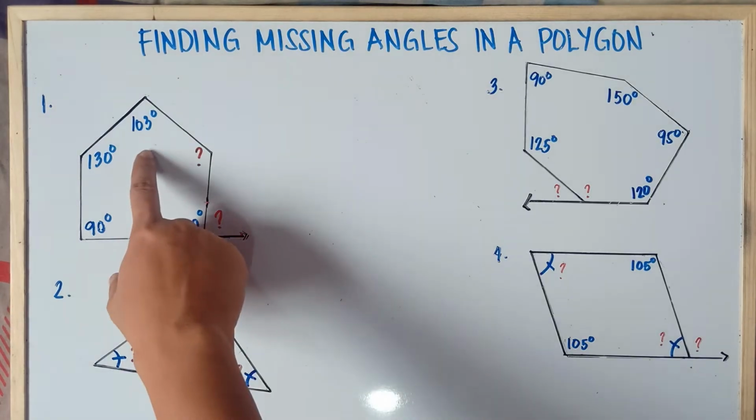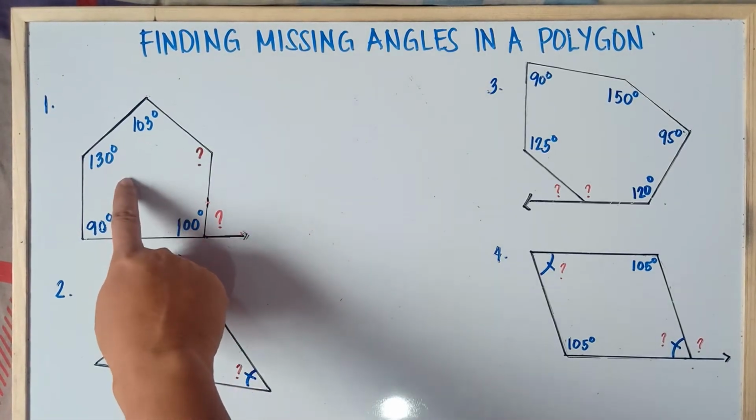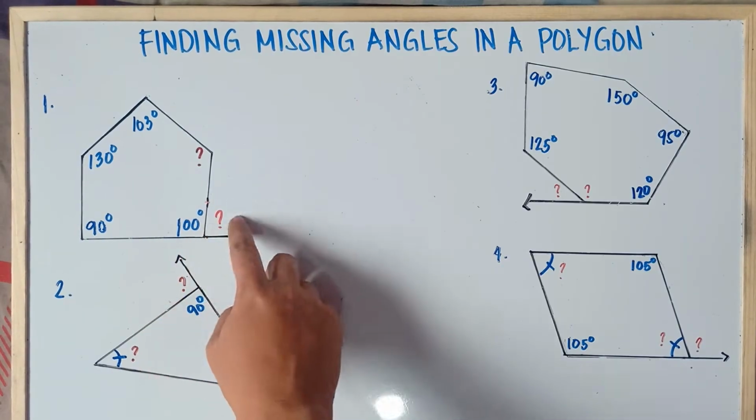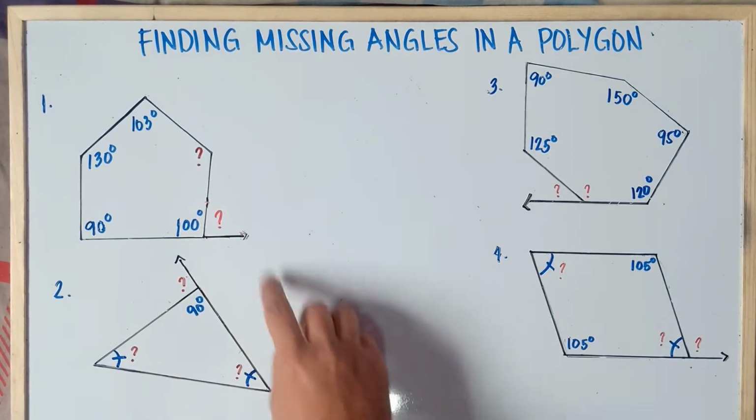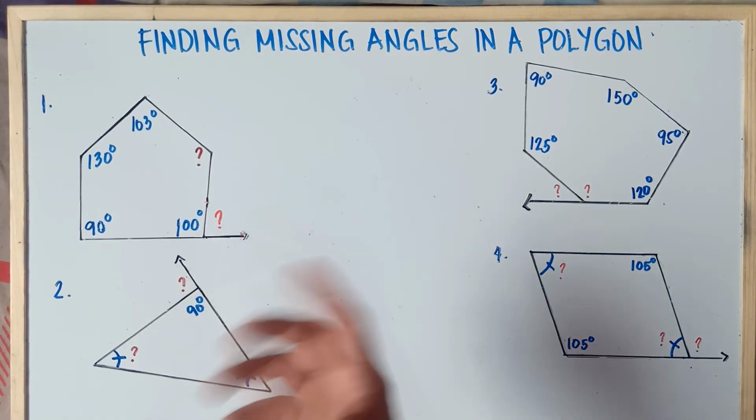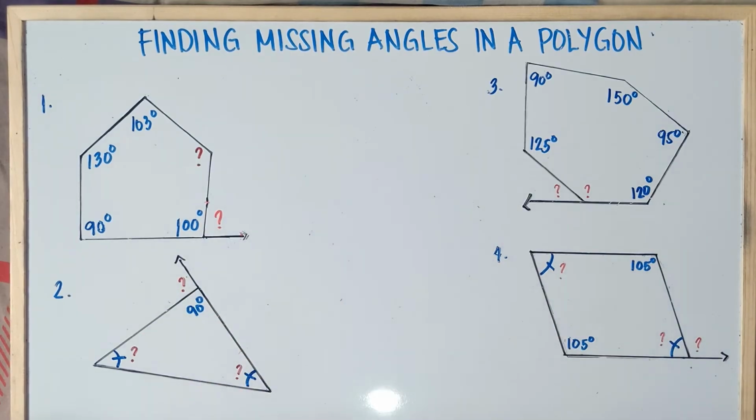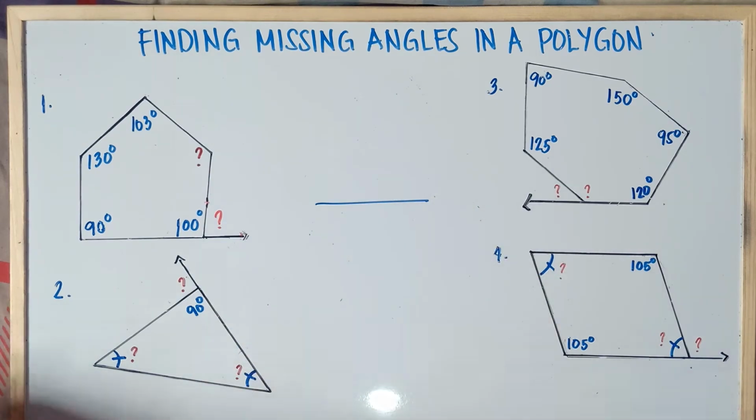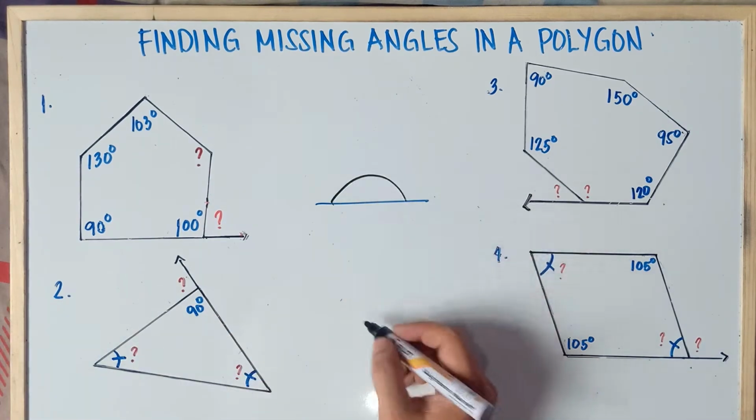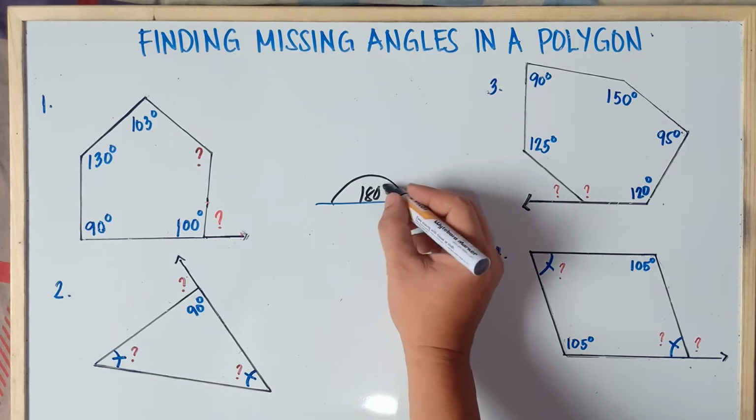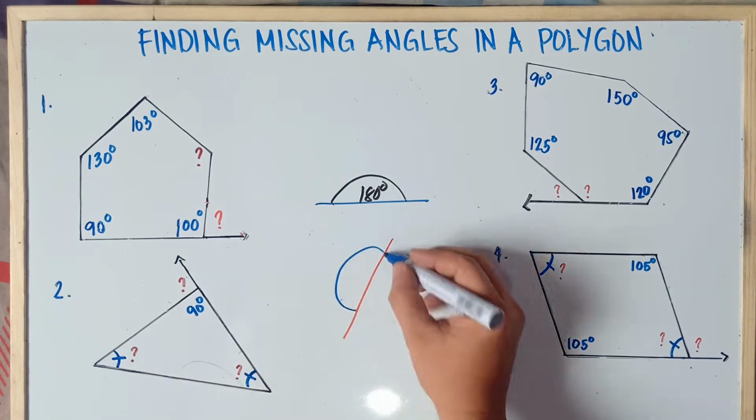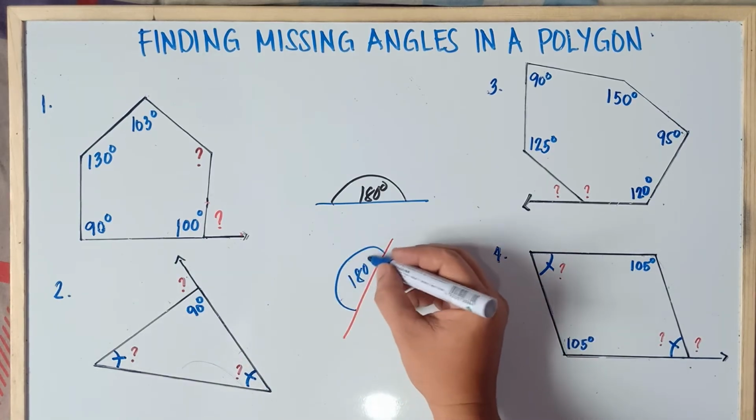We are given 103 degrees, 130 degrees, 90 degrees, and 100 degrees, and we're told to find this angle and this angle. Now we can find this angle if you recall the straight angle. If we have a straight line, we can form a straight angle, and a straight angle is always 180 degrees.